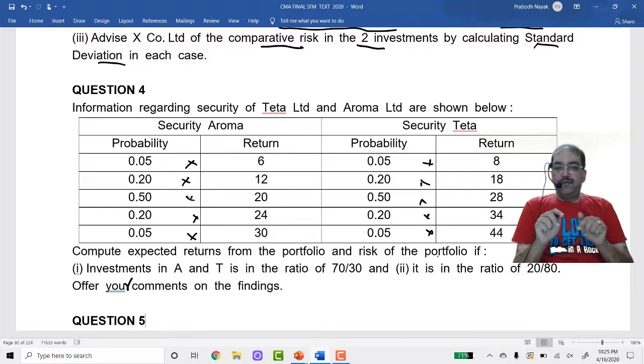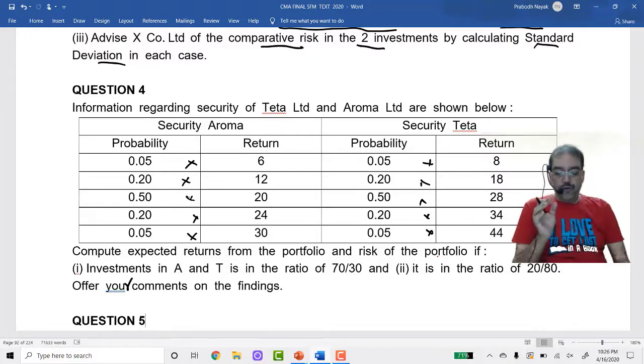Then I take case 1 and case 2. In case 1, they are in the ratio of 70:30, so 70% of my investment is in Aroma and 30% of my investment is in Theta. Case 2 is 20% in Aroma and 80% in Theta. Okay, like that we have to do.